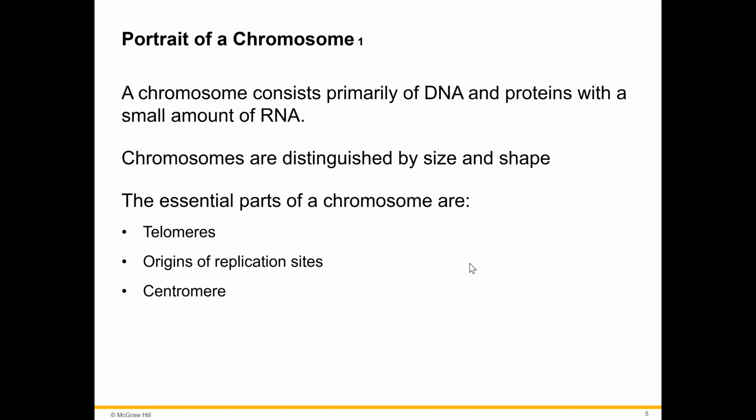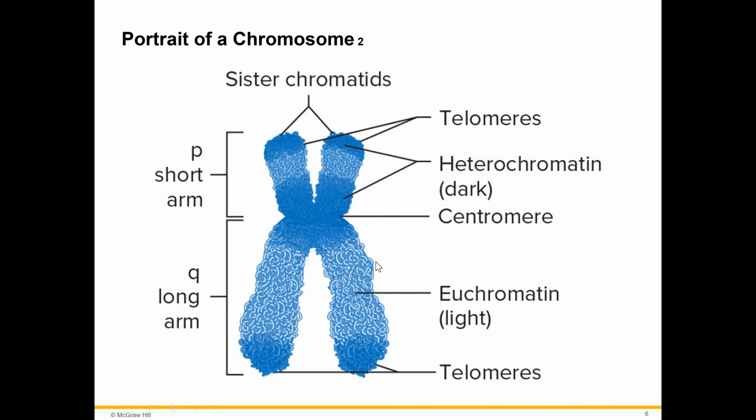Now, a chromosome's essential parts are telomeres, origins of replication sites, and the centromere, right? So all chromosomes will have these three parts. So let's look at the diagram of a chromosome. Right in the middle here, you have the centromere and you have arms. For this particular chromosome, we have a shorter arm and a longer arm. The shorter arm is called the P arm and the longer is called Q.